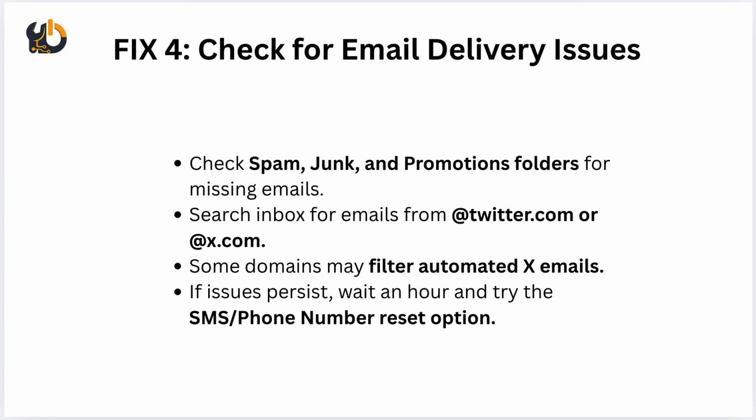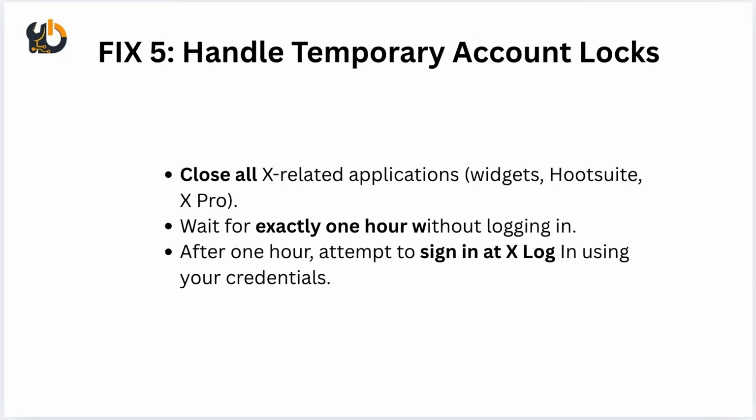Fourth fix is check for email delivery issues. Check spam, junk and promotions folders for the missing email. Search your inbox for email from @twitter.com or x.com. Some domains may filter automated X emails. If issues persist, wait an hour and try the SMS or phone number reset option.